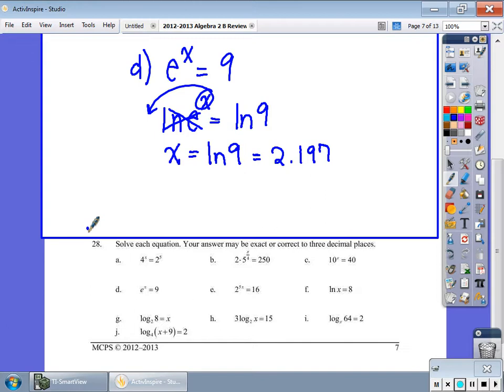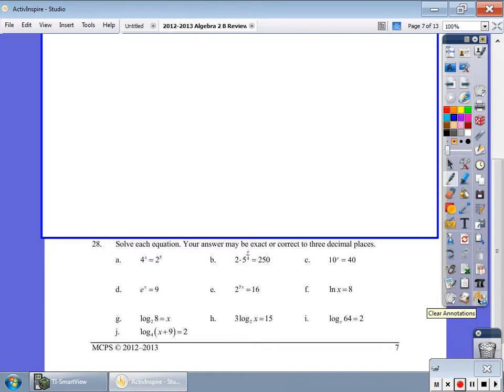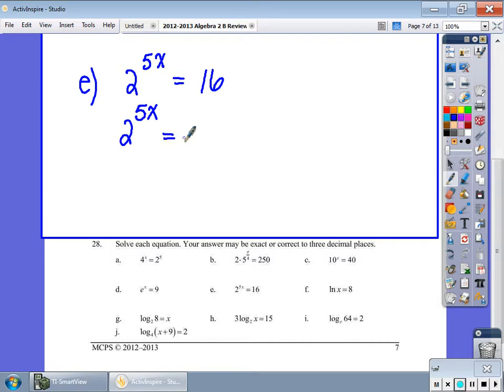We're now moving on to letter E. It's a little hard to read on the computer screen, but on the paper in front of you, we have 2 raised to the 5x power is equal to 16. Now there is a way to make the 16 look like a 2. You can use your natural log for this and you're going to be fine, but 16 can be written as a power of 2. 16 is 2 raised to the 4th power. You didn't need to write parentheses there, I did anyway.